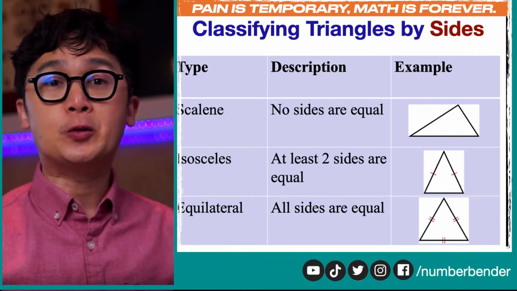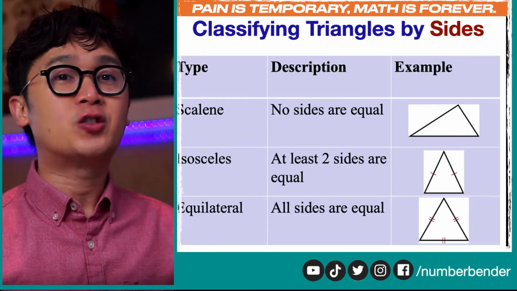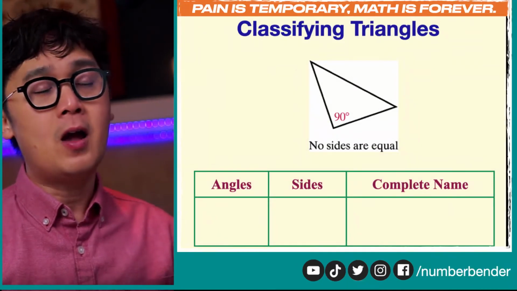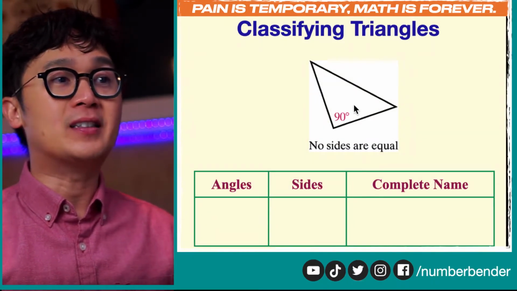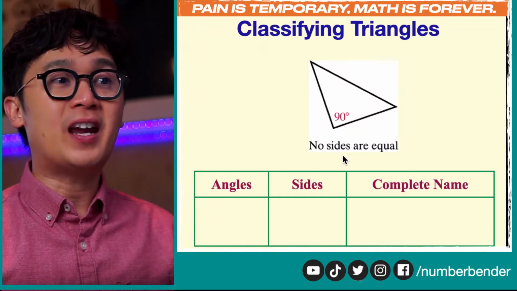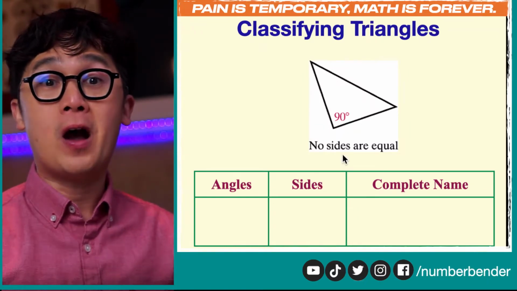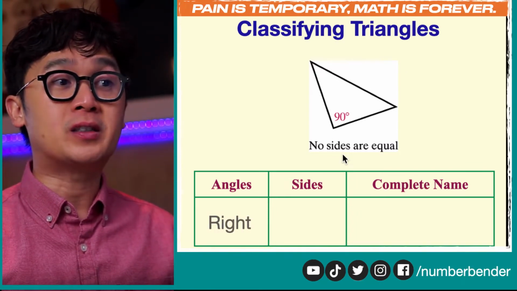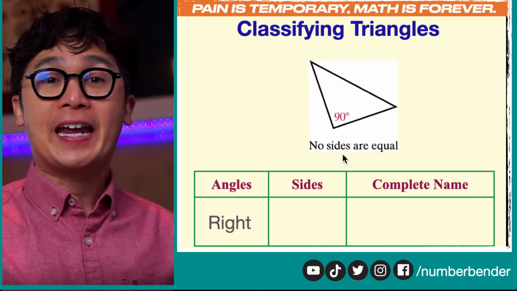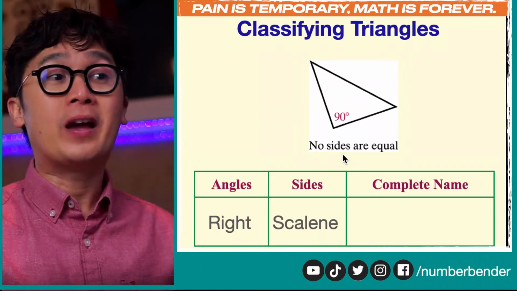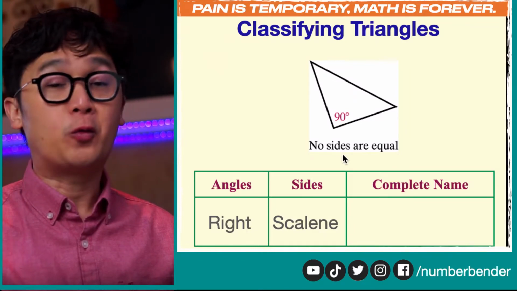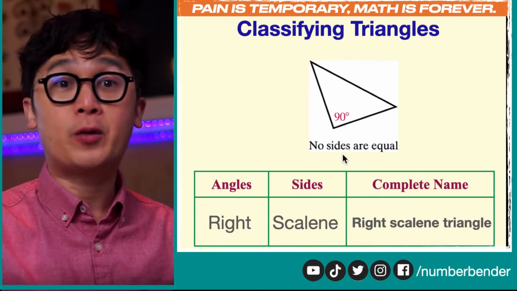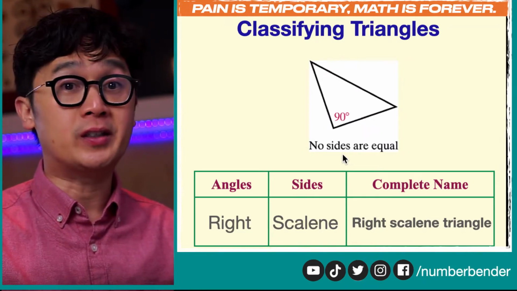Now, how are we going to use these classifications in triangles, specific to this particular triangle that we are seeing here right now? We are seeing a triangle that has a 90 degree angle and its sides are not equal. So according to the angles, we classify this as a right triangle, and according to its sides, we call it a scalene triangle. So its complete name, therefore, we can call it now a right scalene triangle. So this is how we use the classification of our triangle according to its angles and sides.